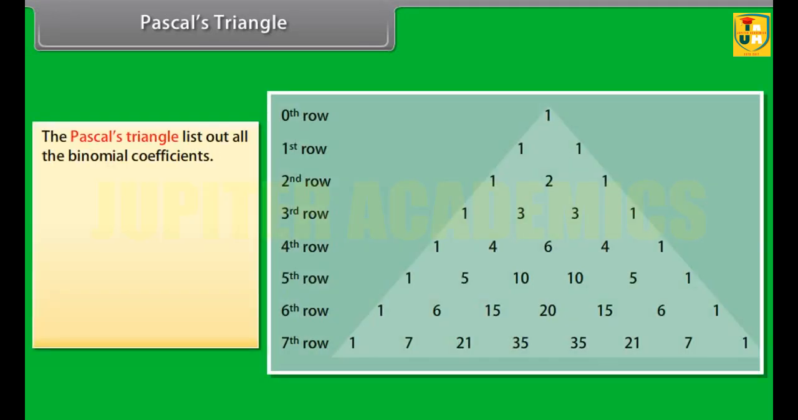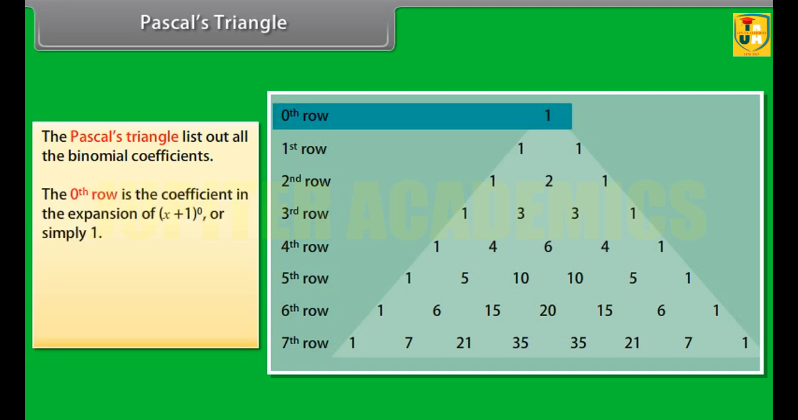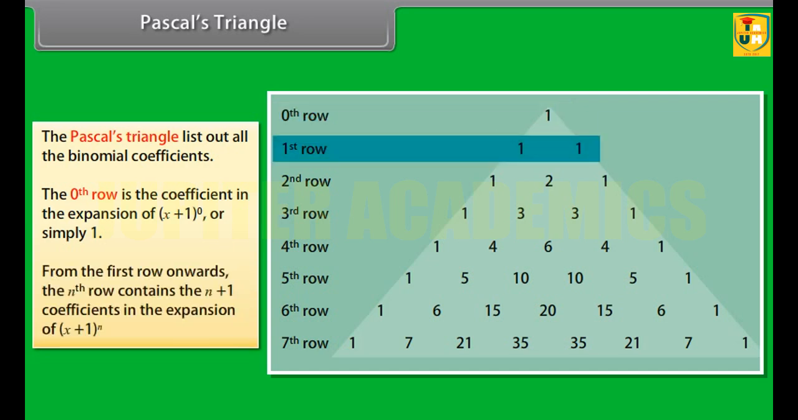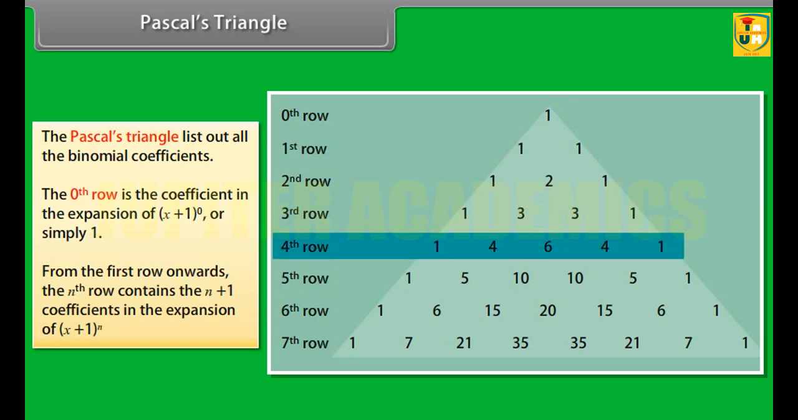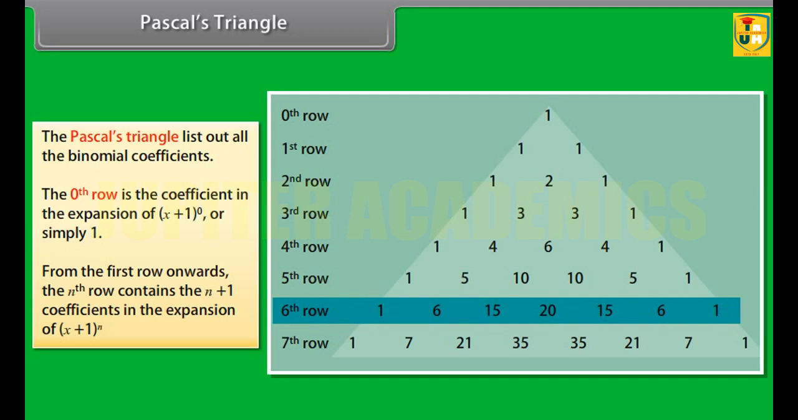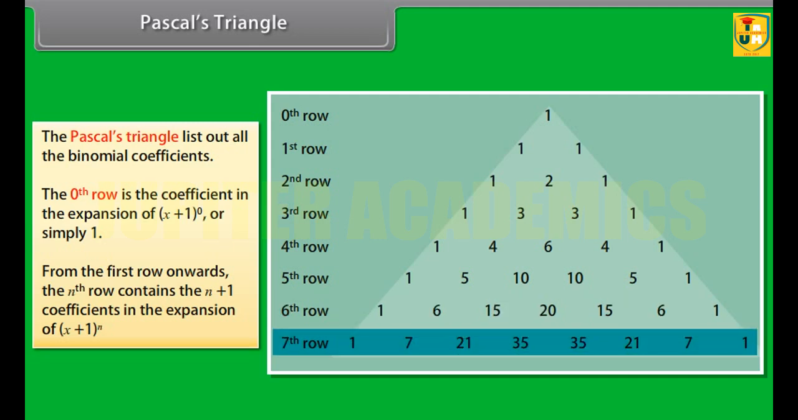Pascal's triangle. Pascal's triangle lists out all the binomial coefficients as shown in the figure. The 0th row is the coefficient in the expansion of (x + 1) raised to power 0, or simply 1. From the first row onwards, the nth row contains the n + 1 coefficients in the expansion of (x + 1) raised to power n.